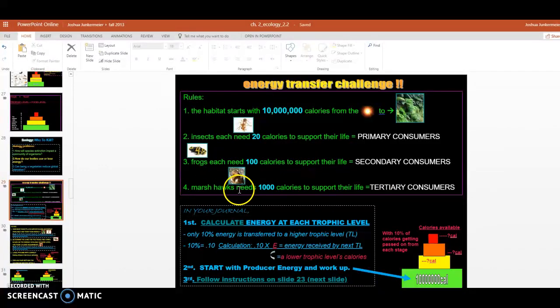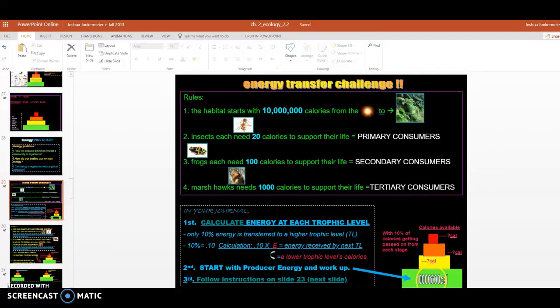They're very cool. And they need 1,000 calories in a certain amount of time from the frogs to support their life. So they're bigger animals. They need more calories. Just like humans are bigger than a hawk, we need on average about 2,000 calories. These hawks, because they're at the top of our food pyramid, you can see they're at the very top here, they need 1,000 calories. They are our tertiary or top consumer.